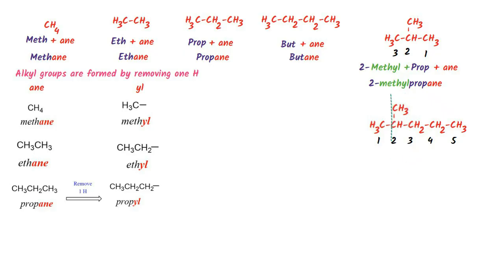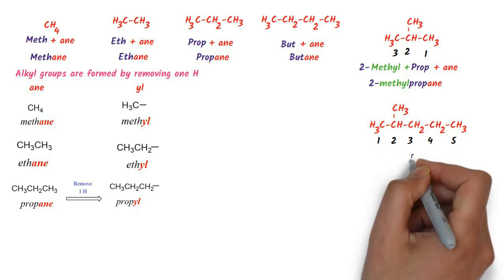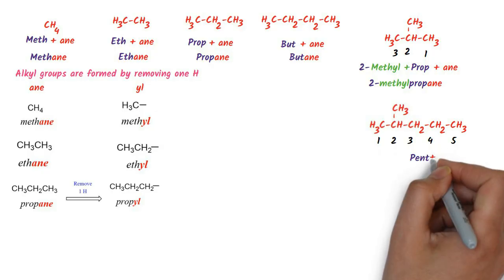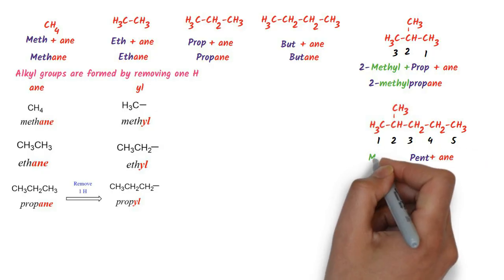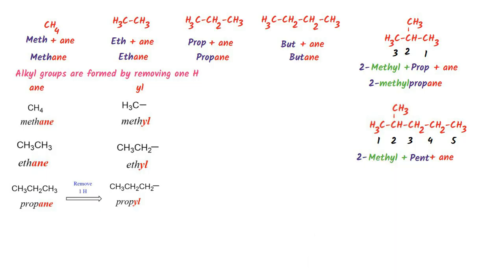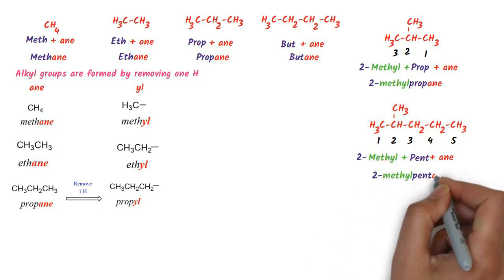The parent chain consists of 5 carbons, means root word is pent. Only single bonds between carbons mean that suffix is ane. The branch point has substituent methyl at carbon number 2, thus the name becomes 2-methylpentane.